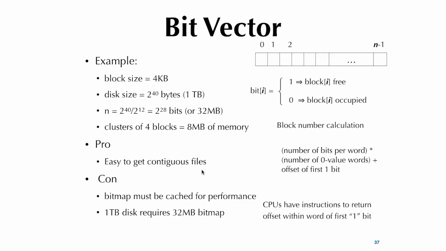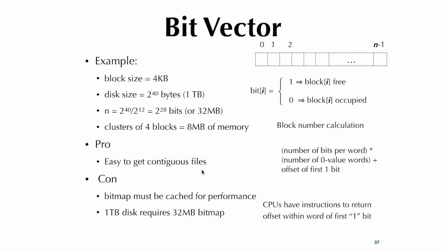And this scheme is easy to get a contiguous file. Why? Because you just have to examine contiguous zeros, right? And then work out the size. But of course, based on the actual allocation, worst case, you still have to visit everything. Right? What's the con? Well, the con means that the bitmap must be cached for performance, right? And I mean that we've seen that several times. And a 1 terabyte disk requires 32 megabytes of bitmap. Is that big? Hard to say. I mean, to me, it's okay.